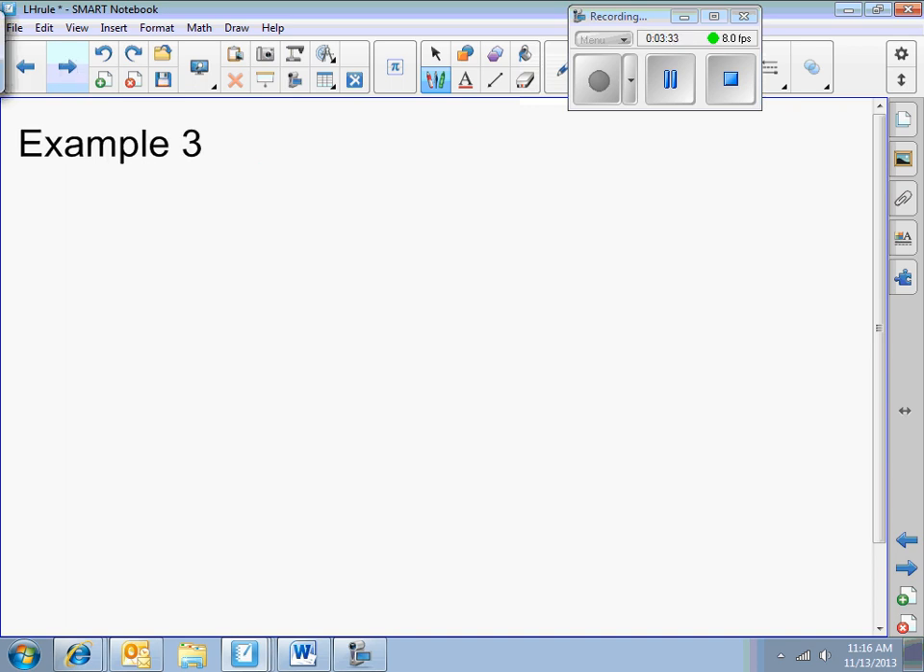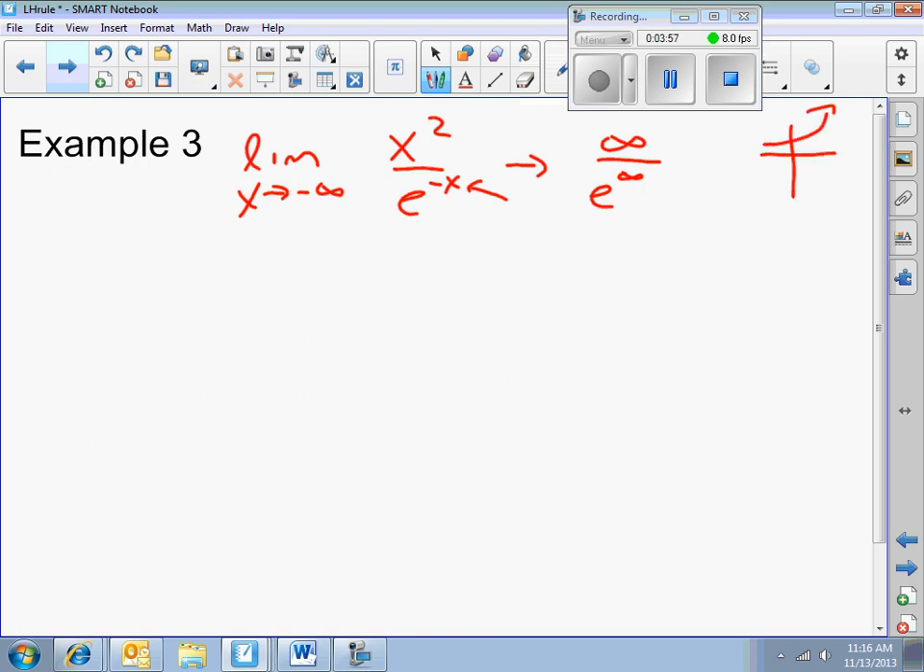Let's look at example 3. Let's look at what happens when we approach negative infinity. Now I'm approaching negative infinity, and I'm going to try x squared over e to the negative x. Let's see if it's indeterminate first. If I put negative infinity on top, I get infinity. On the bottom, negative infinity goes to positive infinity in the exponent, so obviously e to the negative x is heading off to infinity. So this is infinity over infinity. It is indeterminate, so I can use L'Hopital's rule to evaluate this.